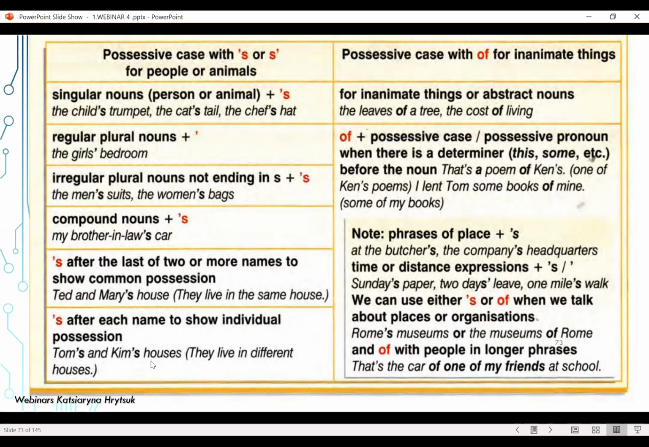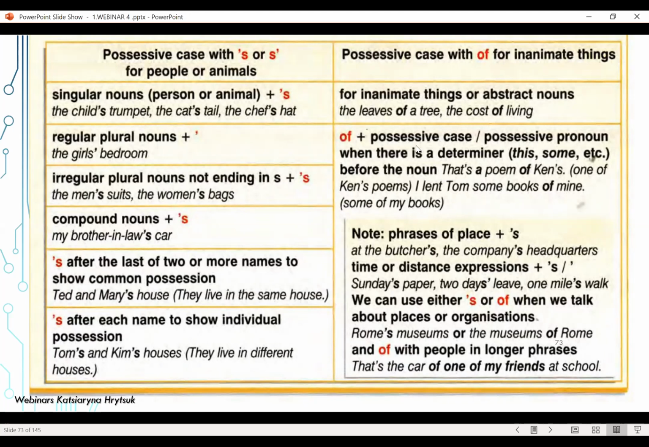Here, plural, you see? And the apostrophe goes to everyone, to each person. Now, the possessive case can also be used with inanimate things, but we don't use the possessive case. We use "of" for inanimate things or abstract nouns, so not humans. The leaves of a tree, we don't say the tree's leaves. Never, because it's inanimate things, not humans.